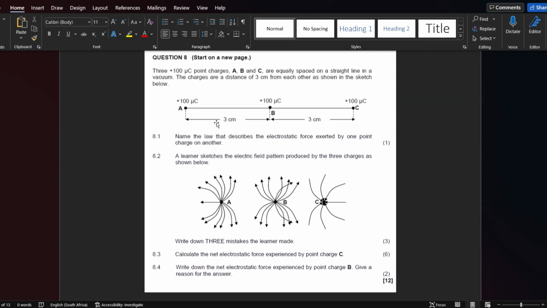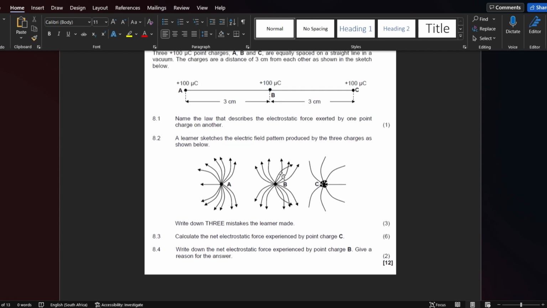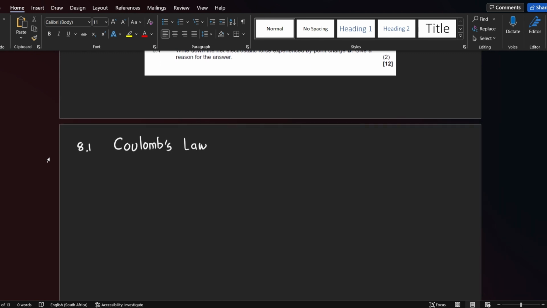Thirdly, given that all the charges have the same magnitude, the density of the field lines should be identical. And we can obviously see that C is much less dense compared to A. So that is incorrect. They should all have the same density. So let us write those three reasons down.